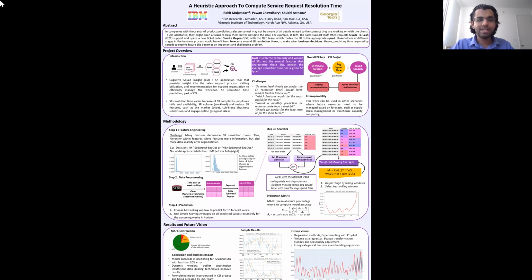Hello everyone. The title of my poster is a heuristic approach to compute service request resolution time. This poster is a brief summary of the work I did as a research intern at the IBM research lab in Almaden. I worked with the cloud services analytics team.